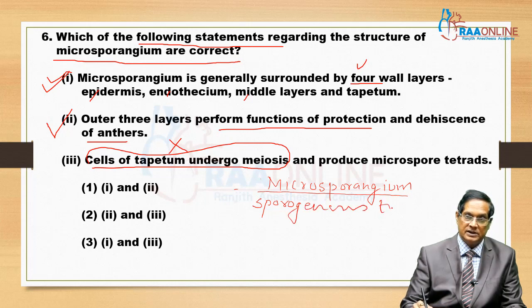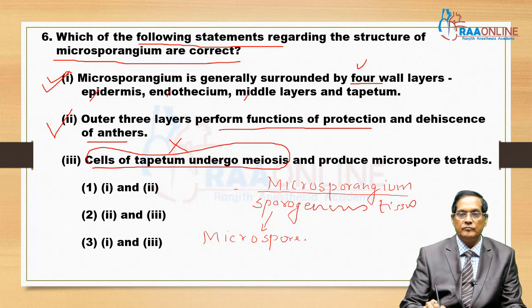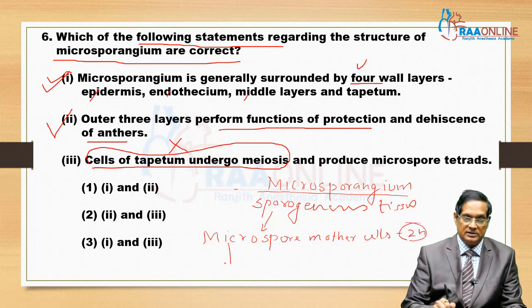Sporogenous tissue is present. This sporogenous tissue divides to form the microspore mother cell. These cells are diploid, and they divide by meiosis to produce microspores or pollen grains.